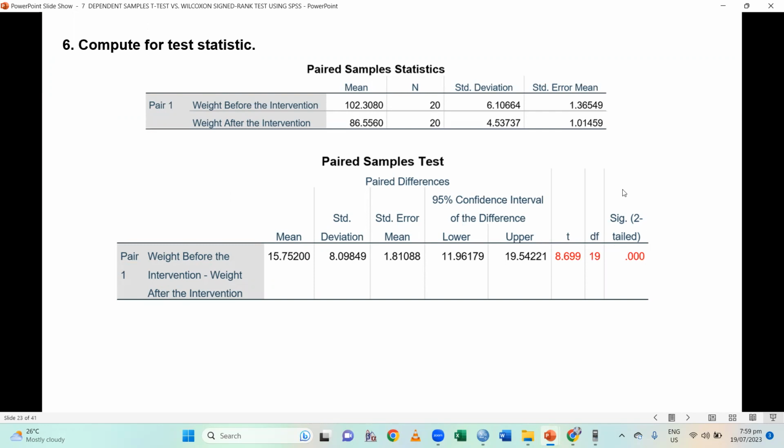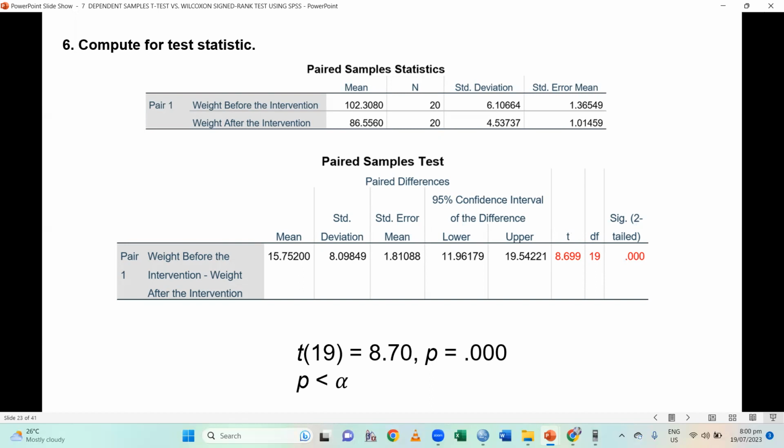from here, the last three which I highlighted are the important ones. And again, the manner of reporting is t. Inside the parentheses, you place your df, which is 19, equals the value of t, this 8.699, which rounded to two decimal places is 8.70, comma, your Sig. 2-tailed, which is your P, 0.000. And 0.000 is less than your alpha, so P is less than your alpha.